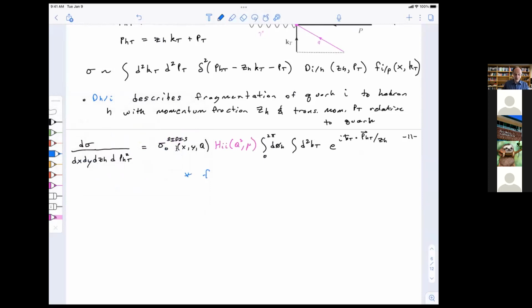And then we have our PDF, f_i of x, bT, and now putting in the scales. There's a mu scale and a zeta scale. And then we have our D, our renormalized fragmentation function. And it has zh, bT, and it also has a mu, and it also has a zeta. So I'll call it zeta_h. So this is the TMD fragmentation function with all its variables written out.